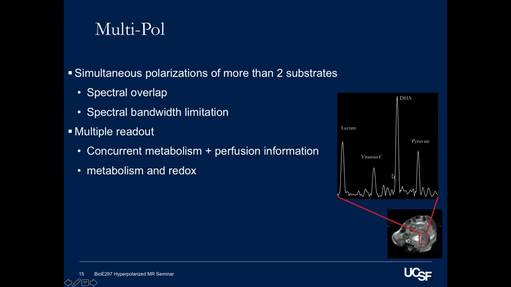And this is just a simple example that we did in a one-off experiment to show you can measure metabolism and redox at the same time. So this probe, dehydroascorbic acid, is a probe that gives you a readout of the glutathione and thereby the redox capacity of your cell. The DHA is converted to vitamin C and pyruvate is converted to lactate. This was done in a PDX model of renal cancer.